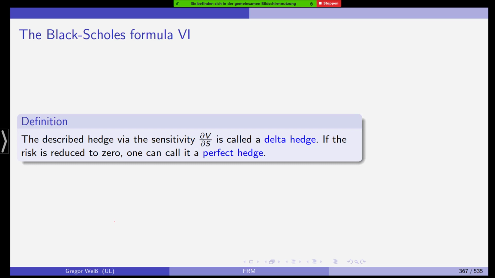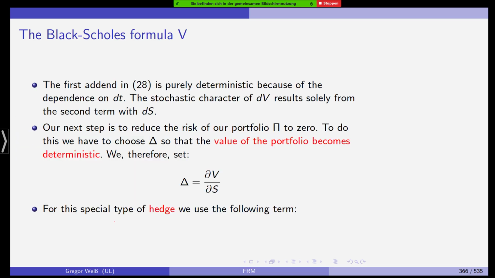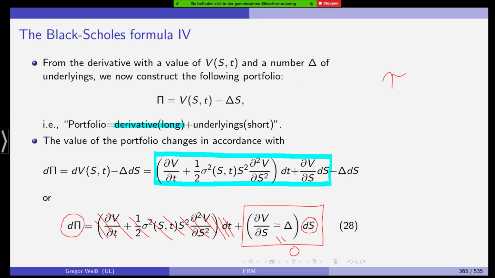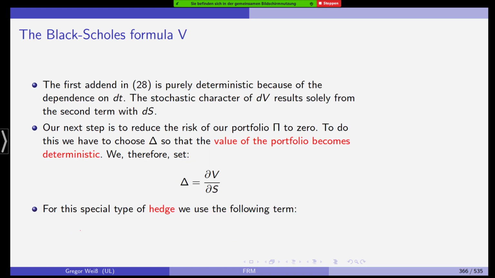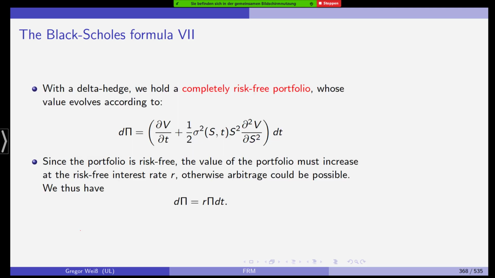It's called a delta hedge. It's a perfect hedge because, as you can see, if you choose delta to be the first partial, the option delta actually, then the change in the portfolio price becomes deterministic and thus it's risk-free. So it's a perfect hedge. You have no risk left. Then, if you choose delta to be the option delta, everything becomes deterministic, and as you can see, you only have left dΠ equals this whole term dt, and this should pay the risk-free rate.